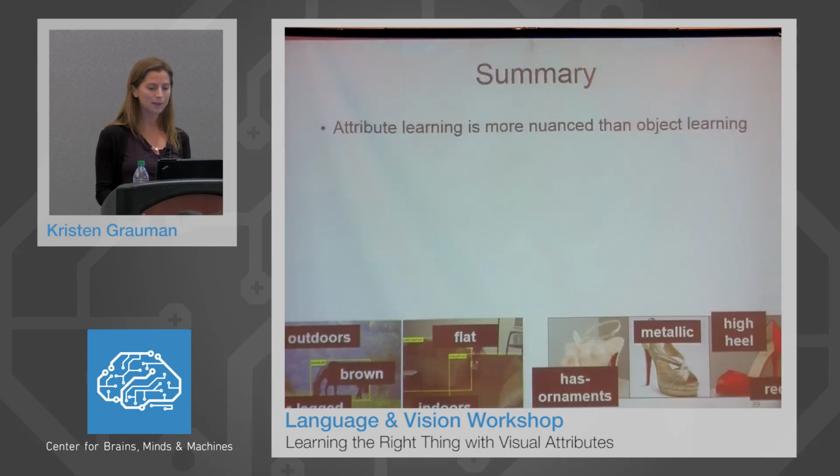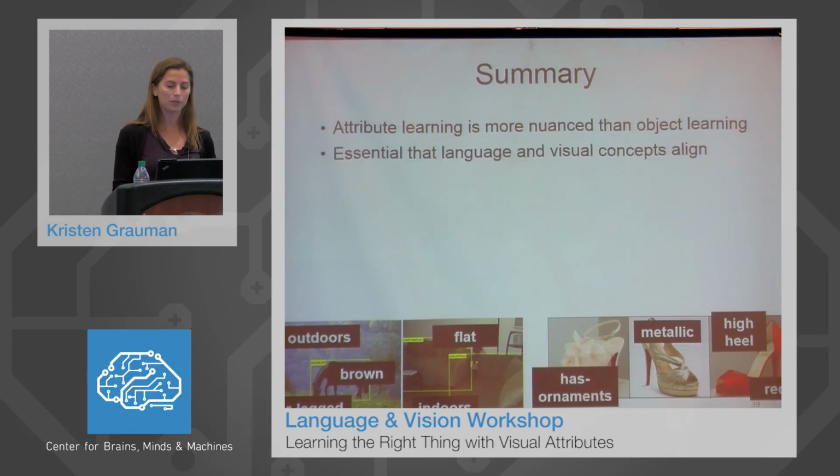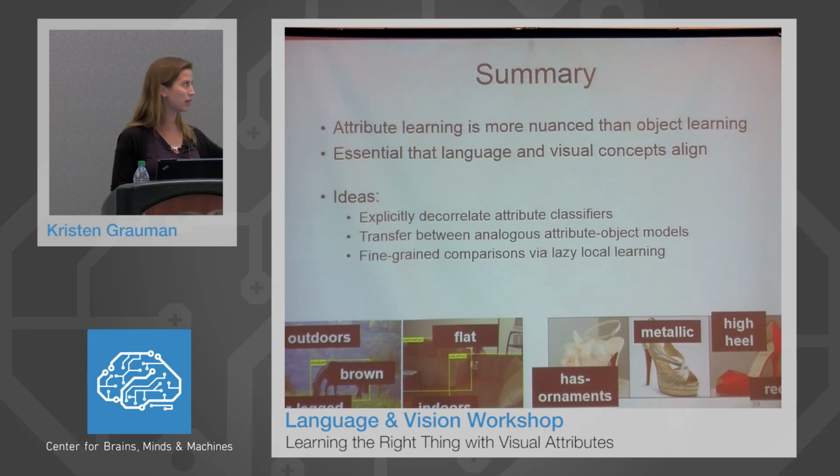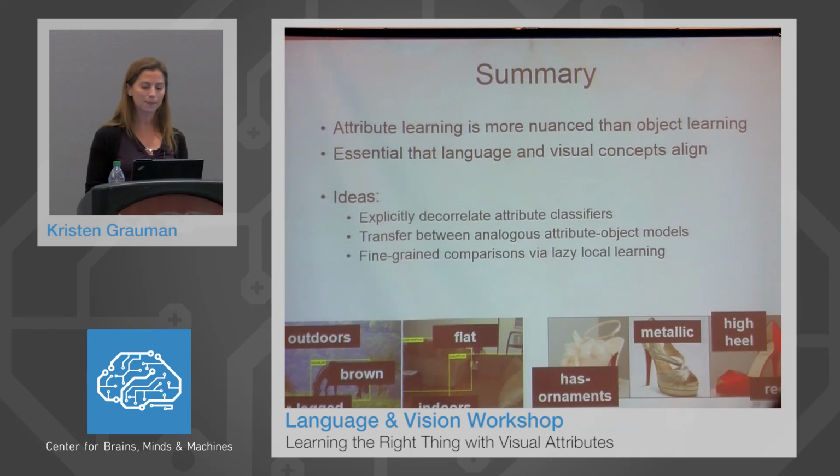All right, so to conclude, attribute learning is more nuanced than object learning. That's my claim. And we're seeing that it is more challenging to learn a language-true version of an attribute model than perhaps it is for object models. And so it's really essential that we look at ways that the language and the visual concepts can be aligned. And I showed you a glimpse of 3 different ways we've been trying to do this recently.